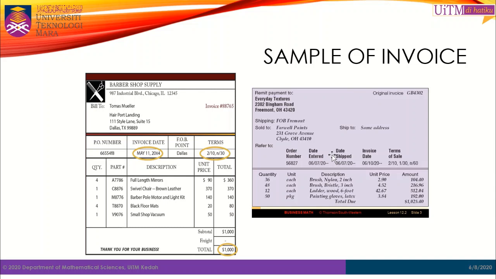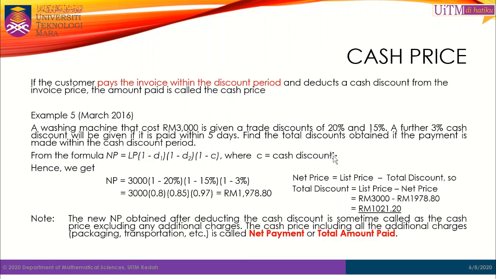Okay, so these are the two examples from a sample of invoice related to cash discount. Okay, so let's continue with a little bit of example in this case. So it says that if the customer pays the invoice within the discount period and deducts a cash discount from the invoice price, the amount paid is called the cash price. Okay, sometimes it is just simply the net amount paid. So simple as that, right?